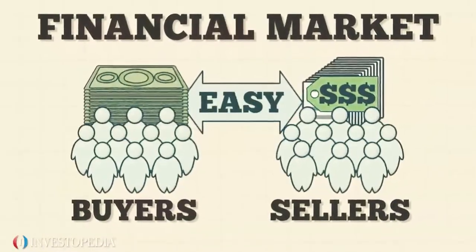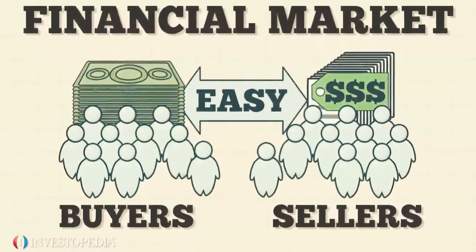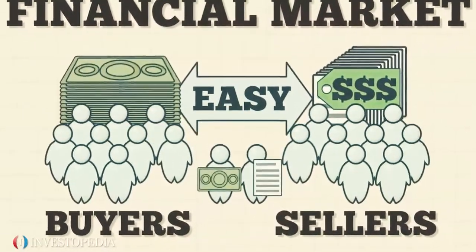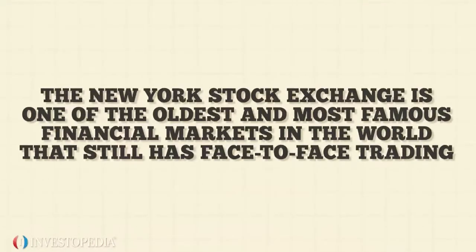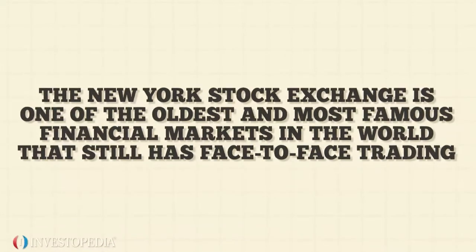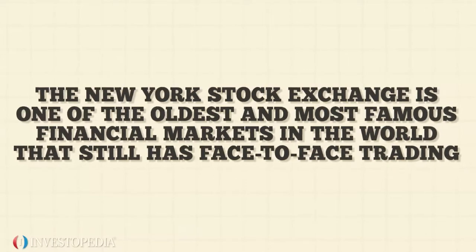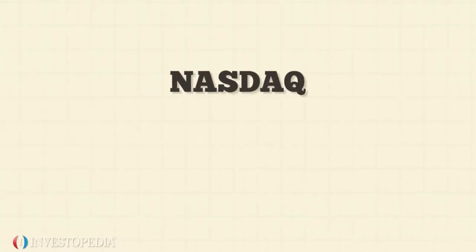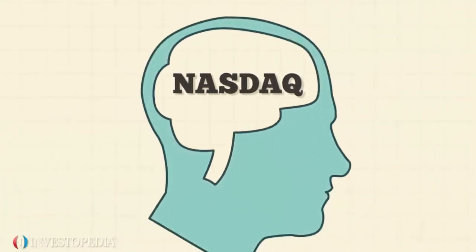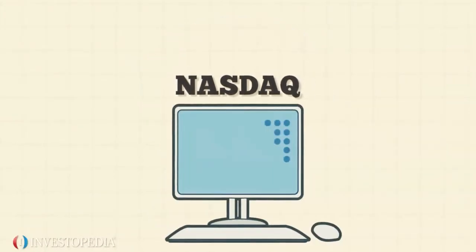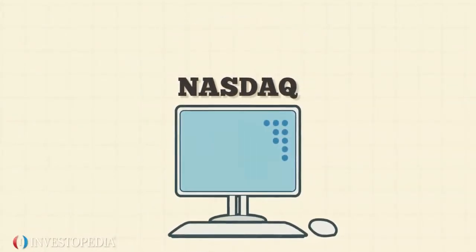In the 20th century and before, financial markets were central locations where traders met and made trades in face-to-face transactions. The New York Stock Exchange is one of the oldest and most famous financial markets in the world that still has face-to-face trading. Other financial markets like the NASDAQ lack a physical trading location. Instead, trades are facilitated via an electronic system.